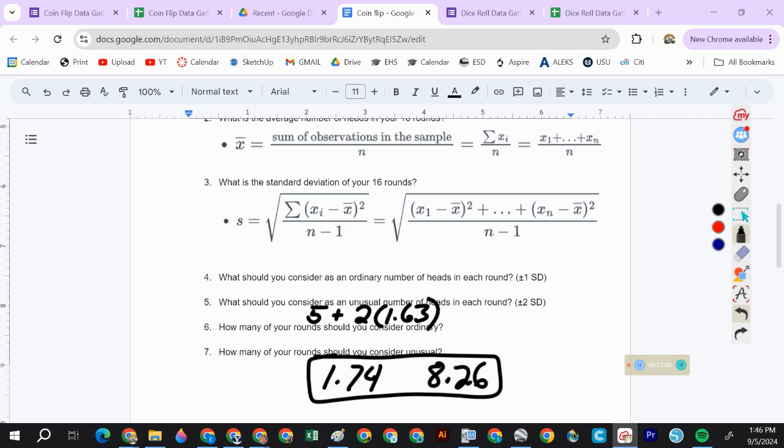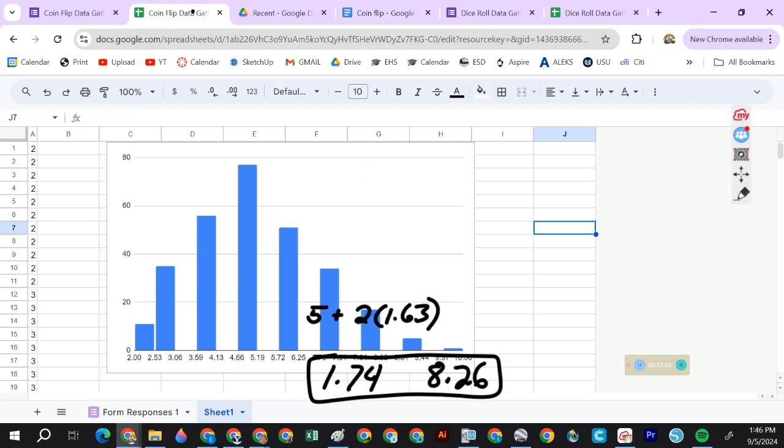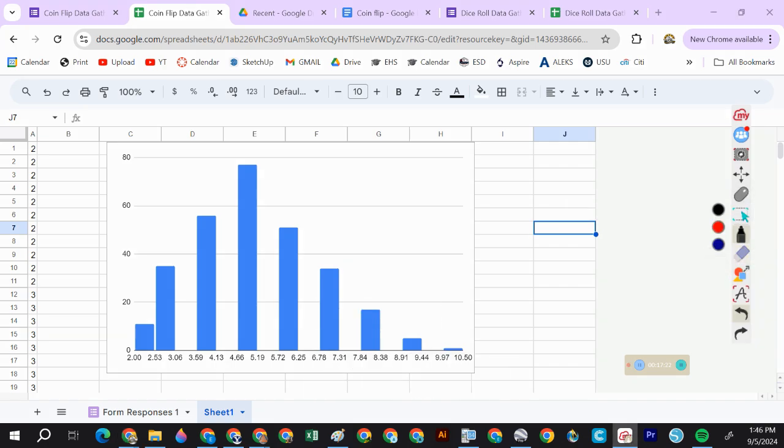So if we look at our histogram, it's basically less than 2 and greater than 8. Are there any scores 2 or below or greater than 8? Yeah, there are some, but not very many. There were none over here. Nobody got less than 2, right? And then there are a handful over here, but not very many.